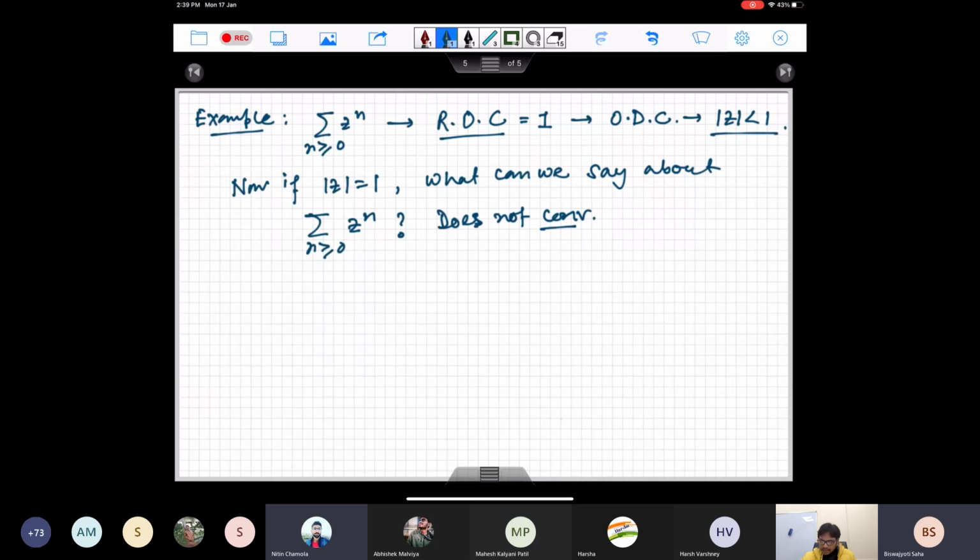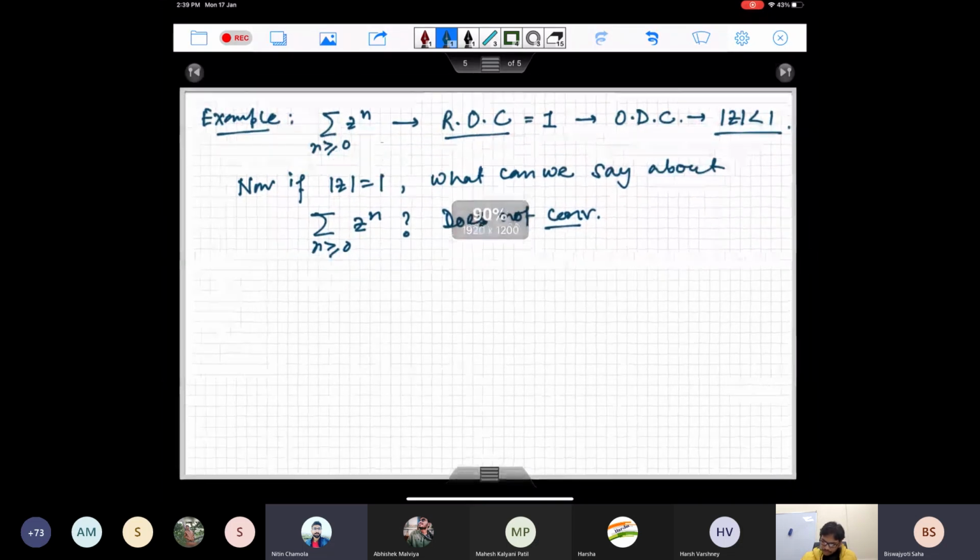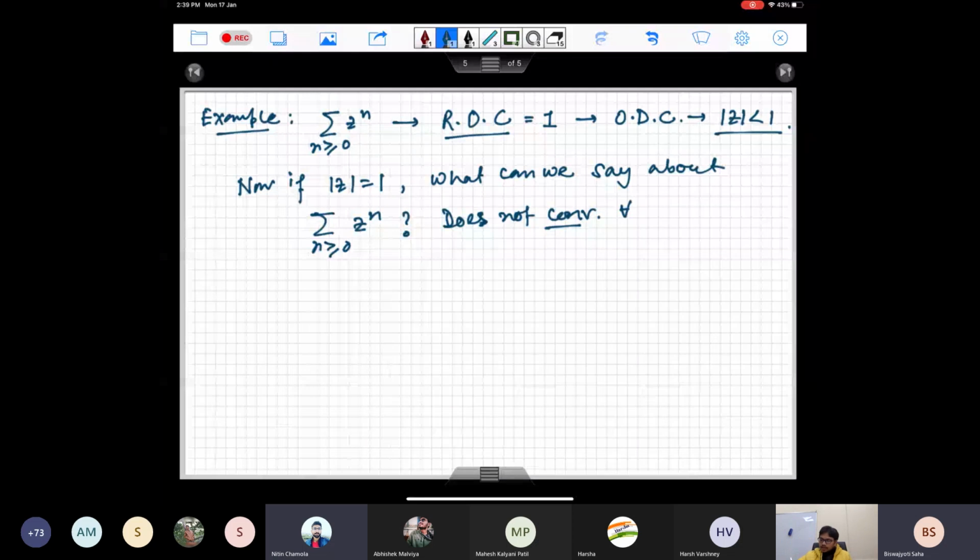Yeah, so what Mahesh says is the key point. This does not converge because, exactly like the last slide, here the nth term itself does not go to 0. No matter what point you take on the circle, it will never converge. So this does not converge for all z such that mod of z is equal to 1. In fact, I can write greater than or equal to: for greater than 1 it will not converge, but also for greater than or equal to 1 this does not converge. All of us agree to this?